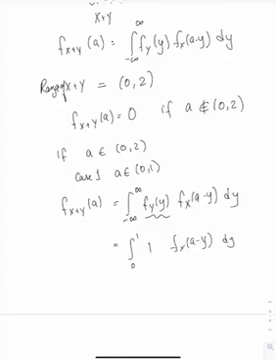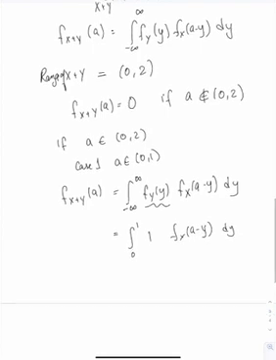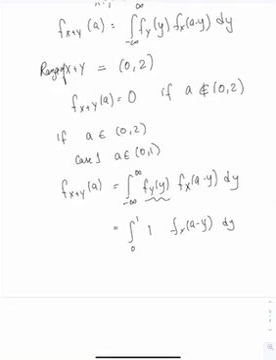You have that f sub x plus y at a is the integral of the density of x evaluated at a minus y. Okay, well, let's take a look. Now, what happens with the density of x evaluated at a minus y? a is in the interval 0 to 1. So you have that a is in 0 to 1, and you want to look at f sub x at a minus y.